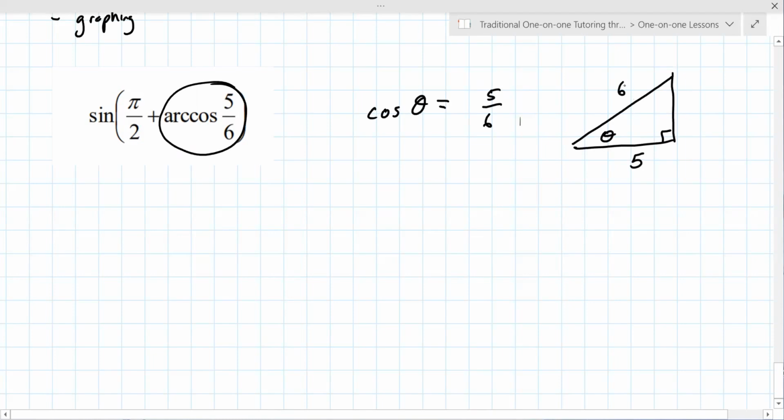So this is 36 when you square it, and this is 25 when you square it. So this side right here becomes the square root of 36 minus 25, or the square root of 11. The point is that this doesn't work out nicely at all. So why did they give this to you?